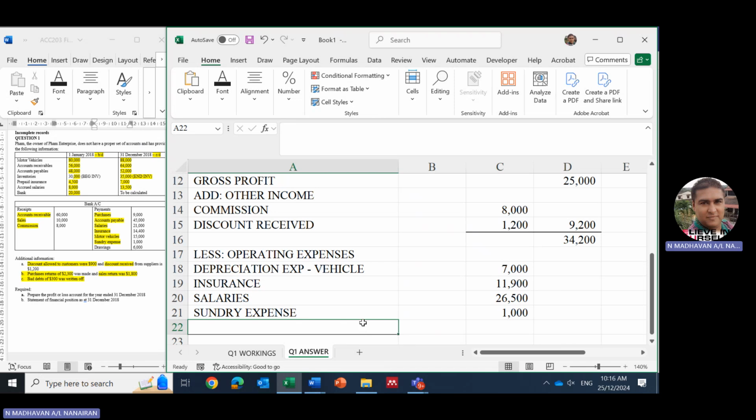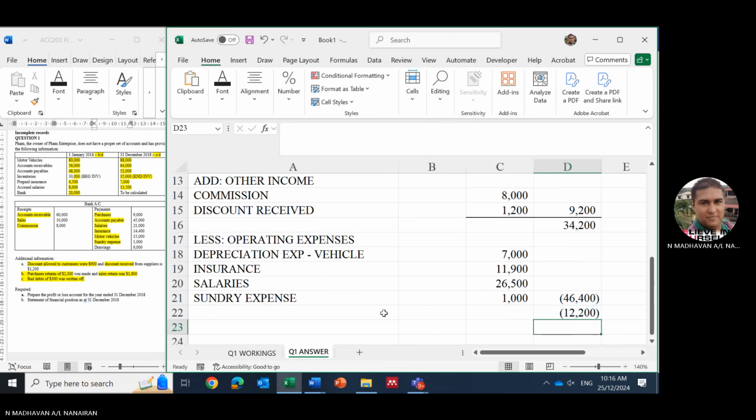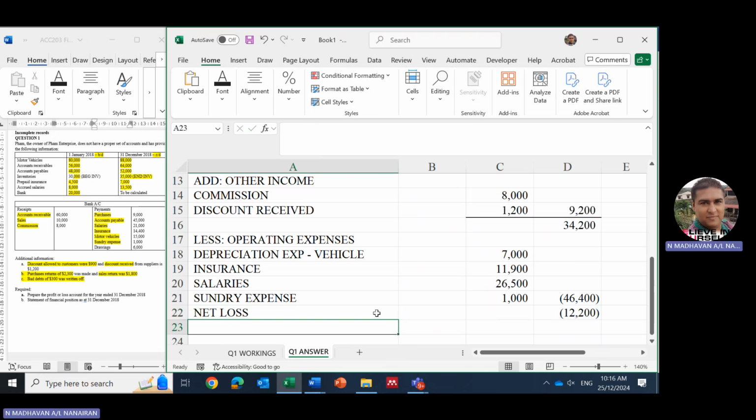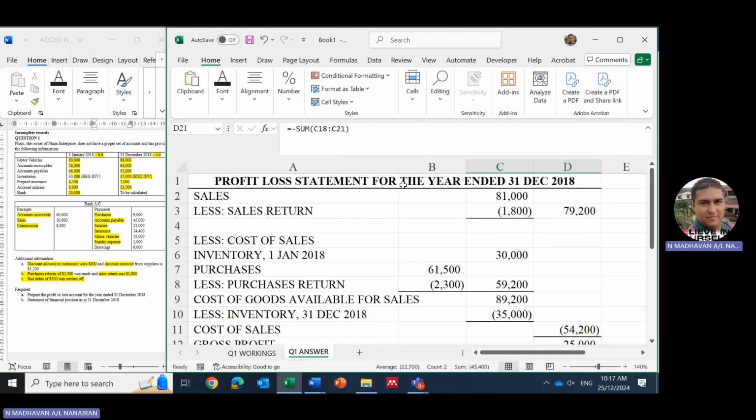Okay. Now, any other expense? No more, right? So I can calculate my total expense. So is it a profit or a loss? It's a loss. So, net loss. Okay, come, let's move on. Next. Okay, so far for the profit and loss statement, any problem? I think doing the profit and loss statement and balance sheet is only ACC 101. Correct?